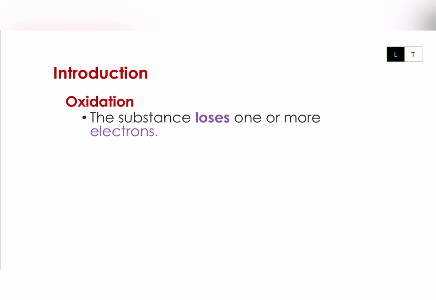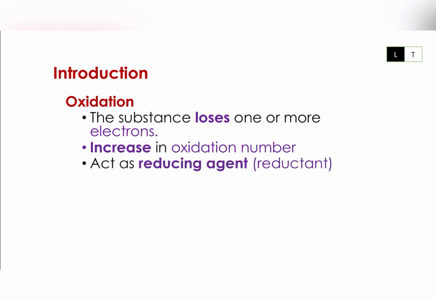For oxidation, the substance loses one or more electrons. The next point, you have to see the oxidation number increases. And last one, if the substance undergoes oxidation, it will act as a reducing agent, or in another word, reductant. For example, sodium is a reducing agent because it loses one electron here. You can see from 0, it becomes positive 1 because it loses one electron.